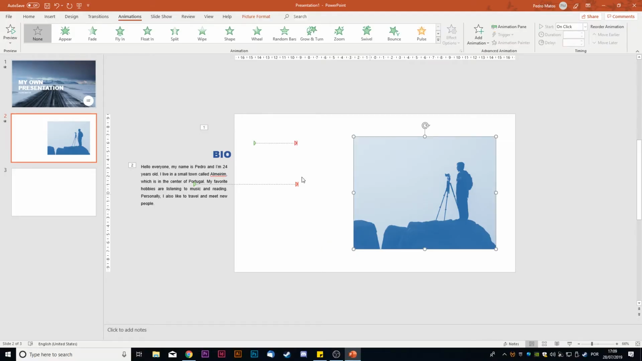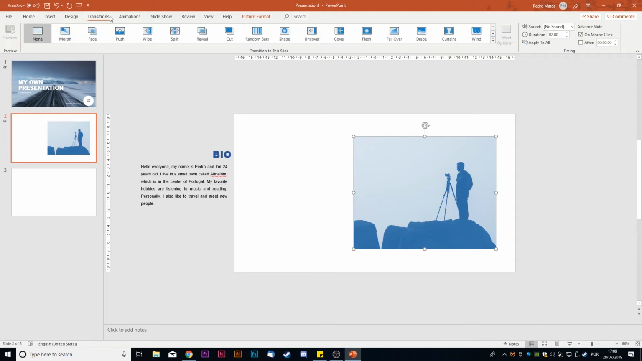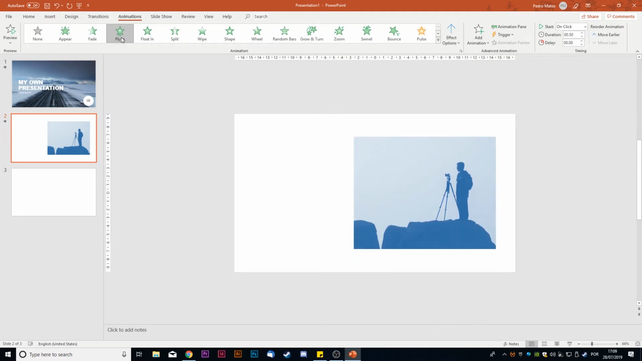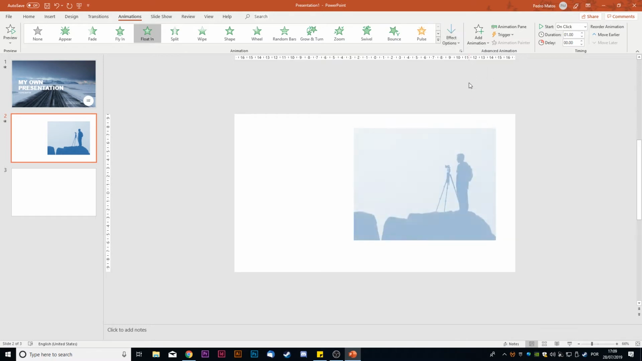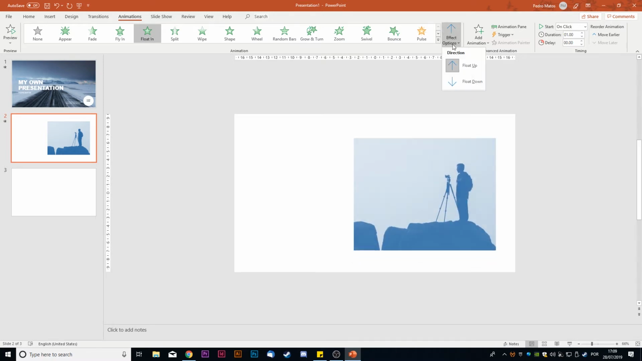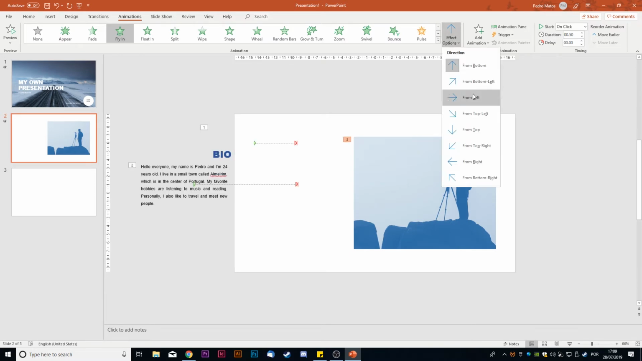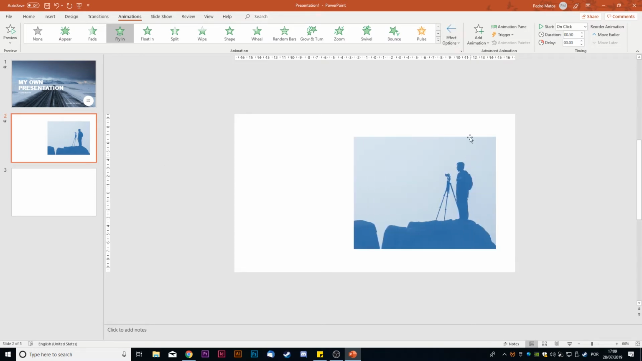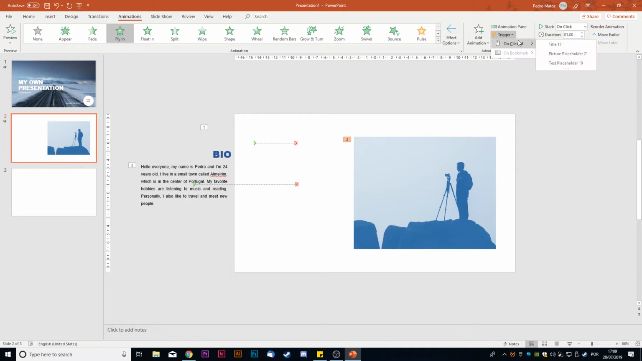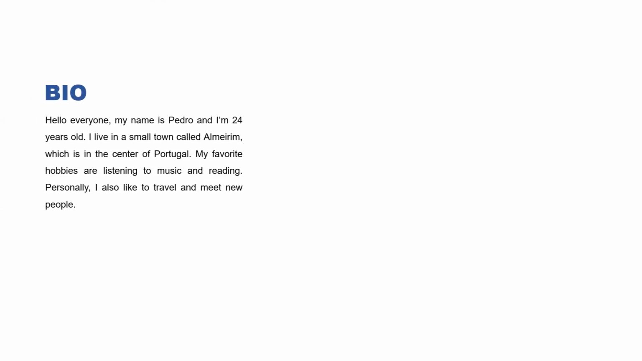Okay, now let's do the same with the image, but in the image it's quite simple. You can do it with a simple animation, for example fly in or float in. Floating is more smooth, and floating from doesn't allow us to do from. Let's do it like this, from right, a bit smoother, and let's add a trigger of text placeholder. So bio text.